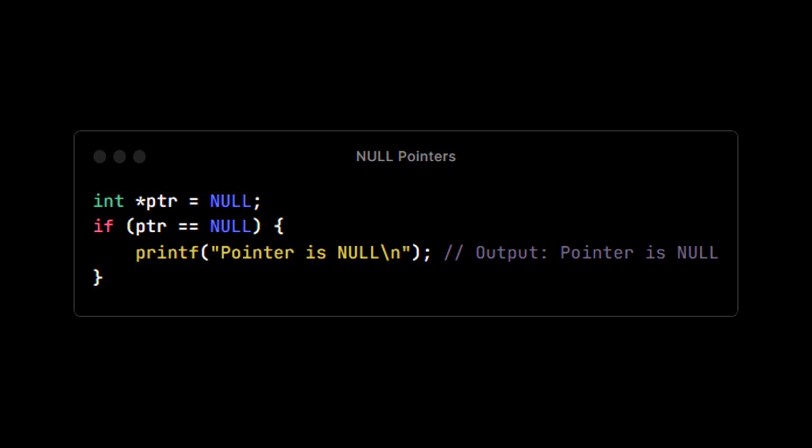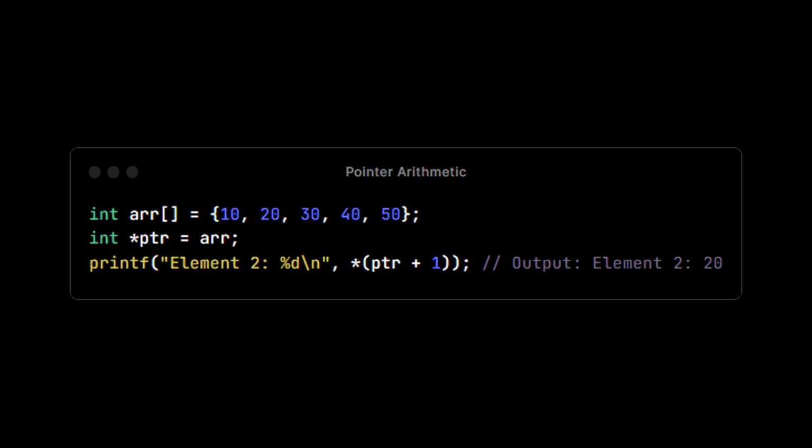Null pointers. A null pointer is a pointer that does not point to any valid memory address. It is commonly used to indicate that a pointer does not currently refer to a valid object. Here's an example.